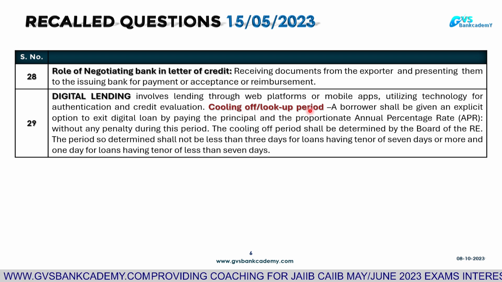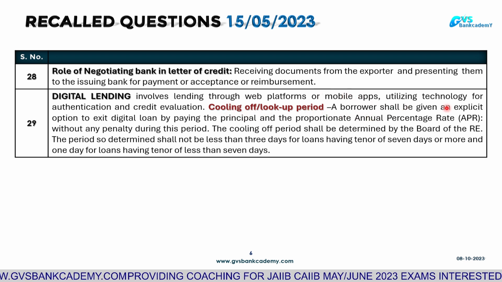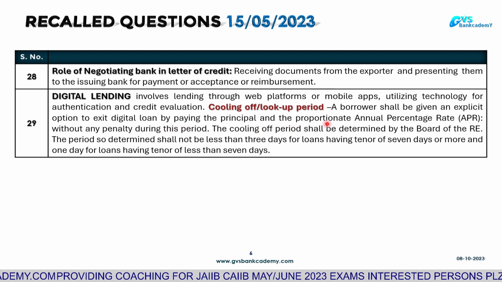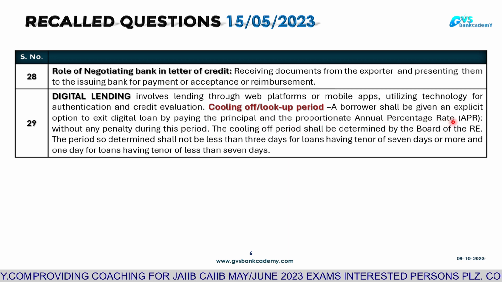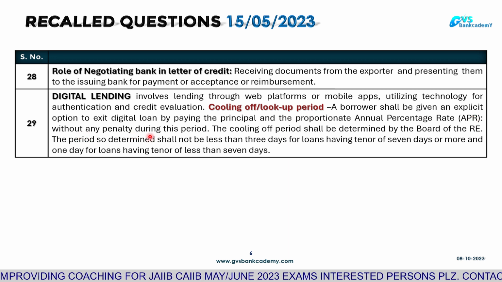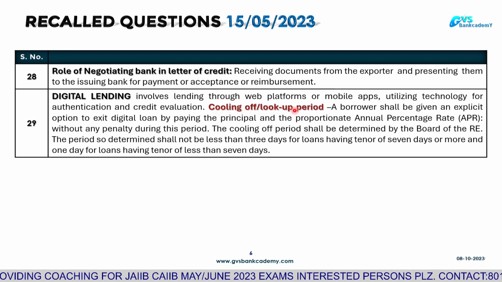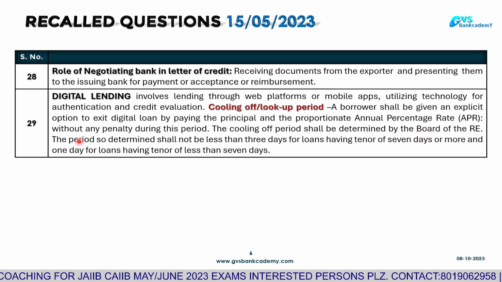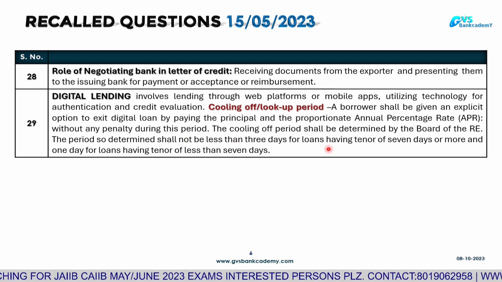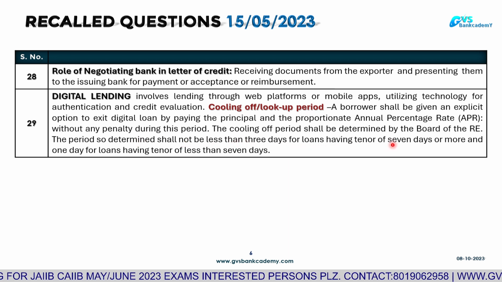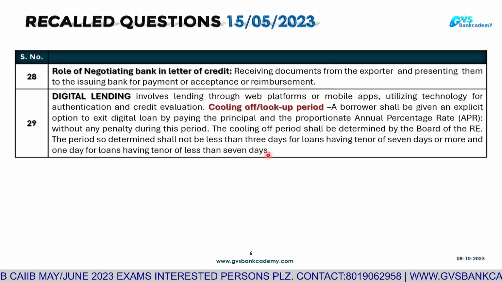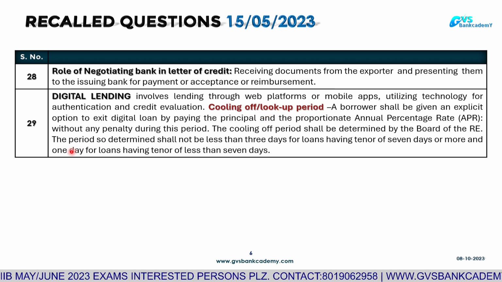Cooling off lookup period: a borrower shall be given an explicit, clear option to exit the digital loan by paying the principal amount plus the appropriate percentage rate of interest without any penalty during this cooling off period. The cooling off period shall be determined by the board of the bank. The period so determined shall not be less than 3 days for loans with a tenor of 7 days or more, and for less than 7 days, the cooling off lookup period is 1 day.